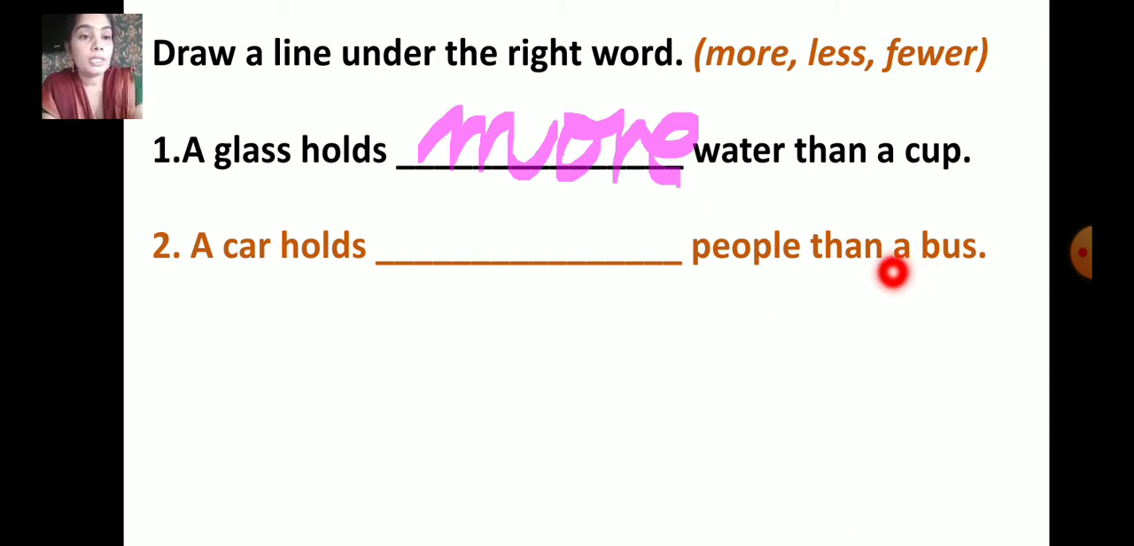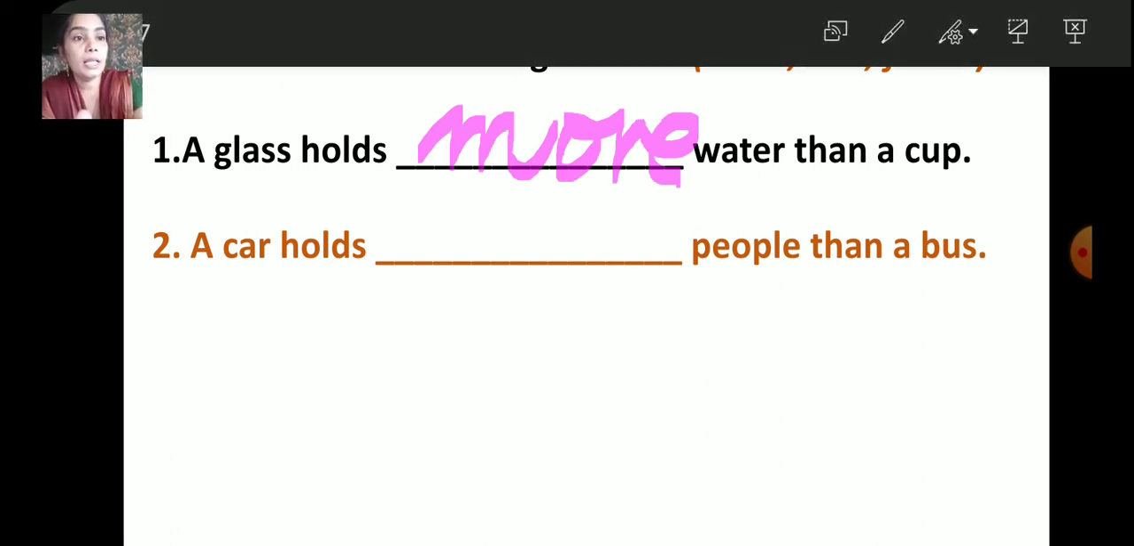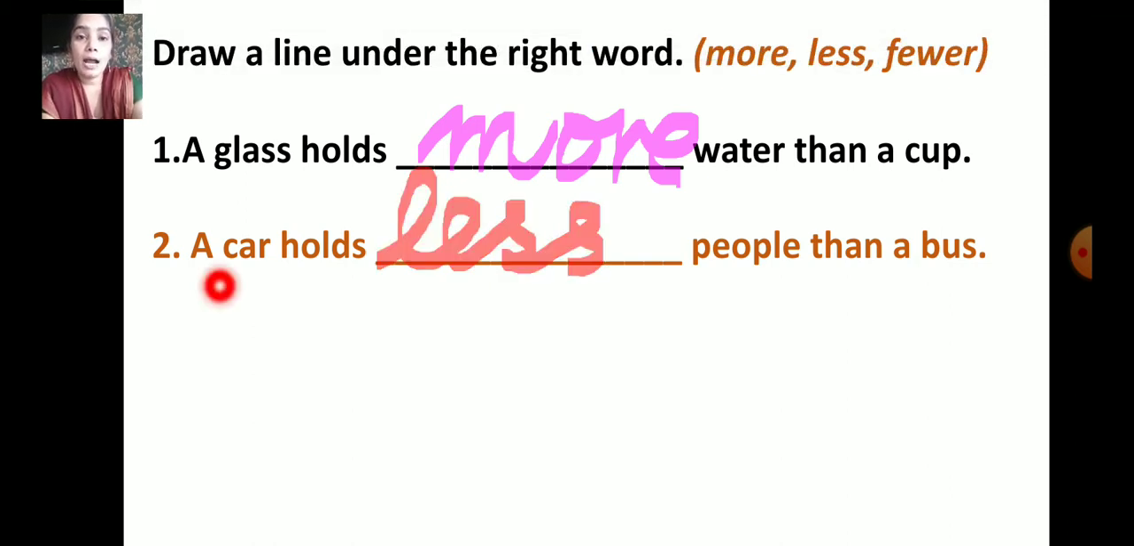A car holds more people or less people? Car is small, so it is less. A car holds less people than a bus. So you just have to use the given words. So a glass holds more water than a cup. We are comparing a glass and a cup, a car and a bus.